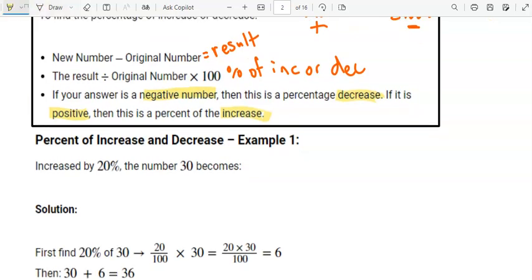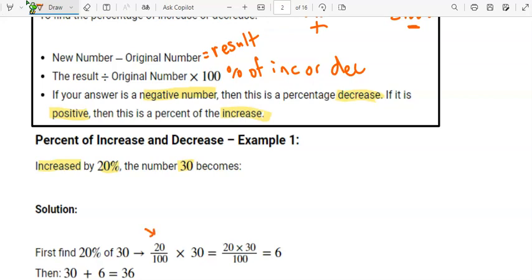Percent of increase and decrease, example 1. Increased by 20%, the number 30 becomes... It says increase, so it has to be more than 30 now. Solution. First find 20% of 30.